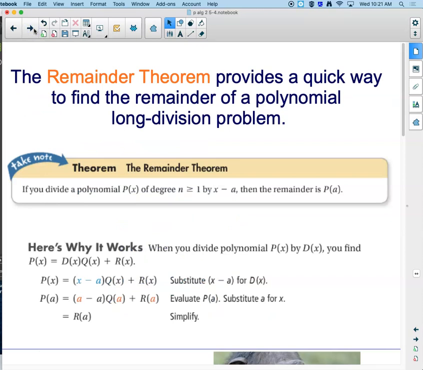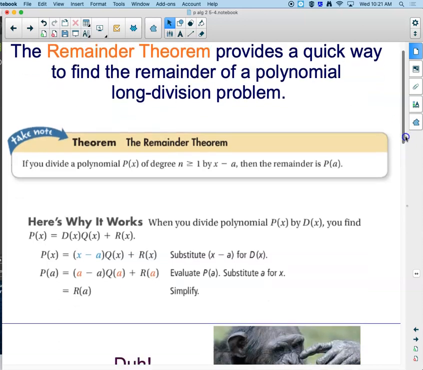So this is a really big theorem in algebra. The remainder theorem provides a quick way to find the remainder of a polynomial long division problem. Well, of course it does. We just found out that last number that we see there is always the remainder. So, the remainder theorem says if you divide a polynomial that has at least an x to the first in it by that x minus a factor, then the remainder is that p of a, that last piece that we have there.